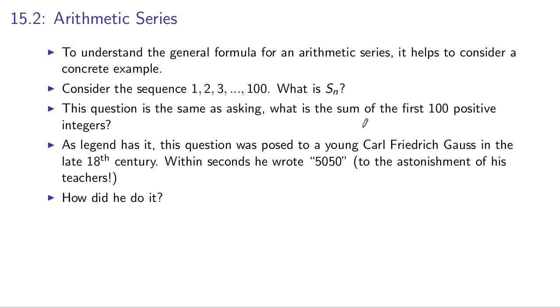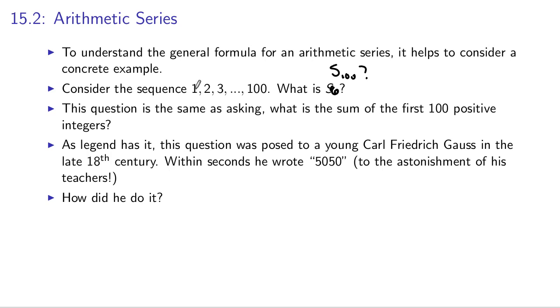So to understand the general formula for an arithmetic series, it helps to consider a concrete example. Consider the sequence 1, 2, 3, 4, 5, 6, all the way up to 100. What would be, not really S sub n, but we'll start by thinking, what would be S sub 100? In other words, what is the sum of the first 100 positive integers?